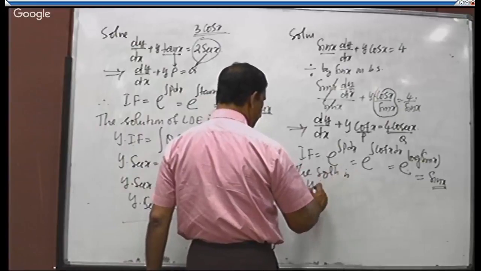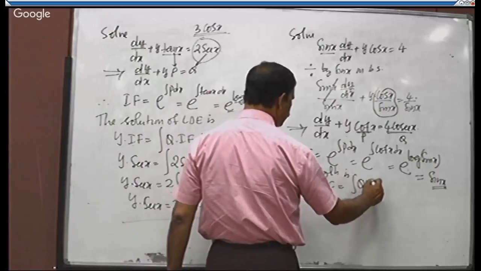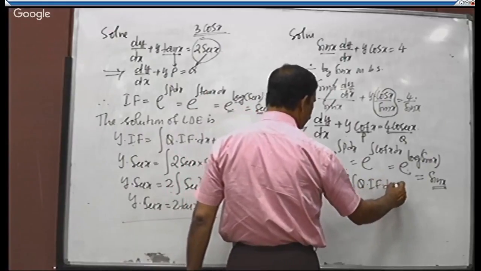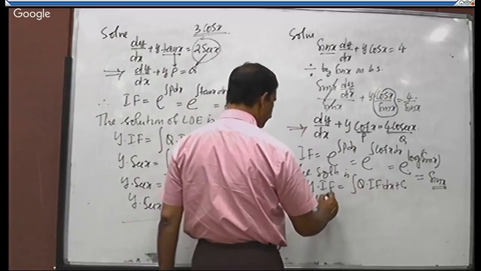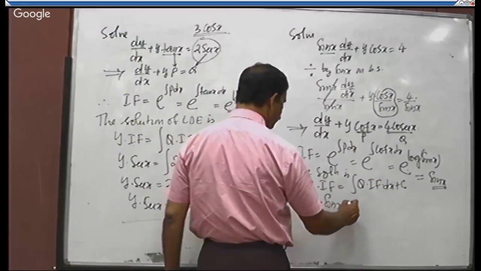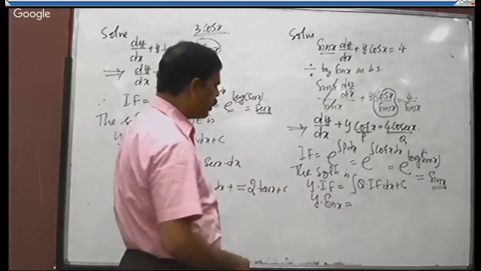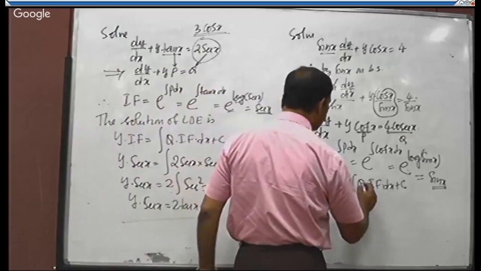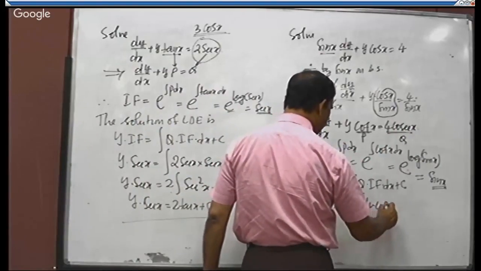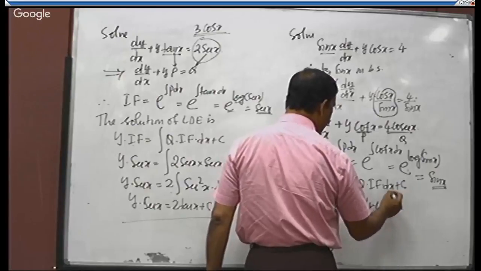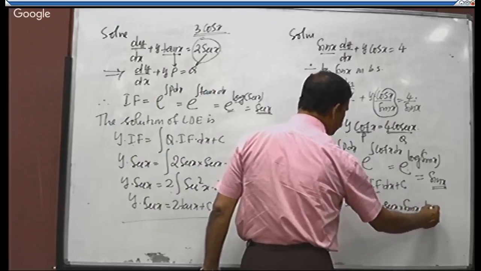So after knowing the integrating factor, write the solution. Solution is what? Y into IF is equal to integration of Q into IF into dx plus C. Y into IF. IF is what? Sin x is equal to, what is Q? Integration of Q. Q is 4 cosecant x, right? Into IF. IF is sin x into dx plus C.